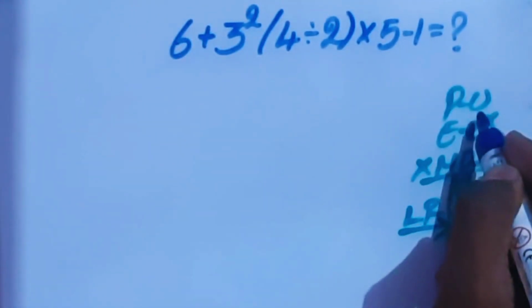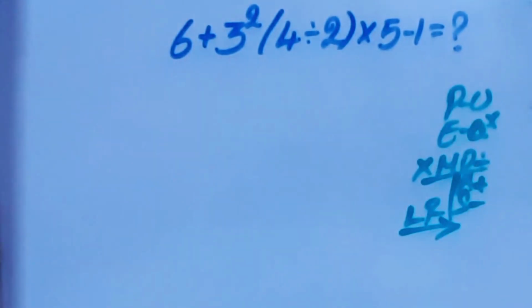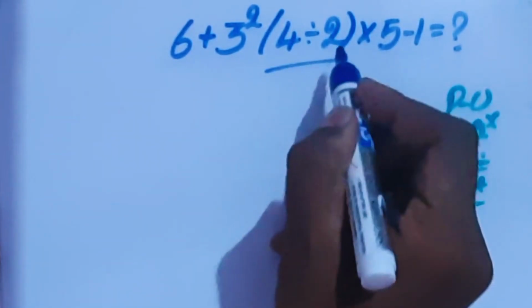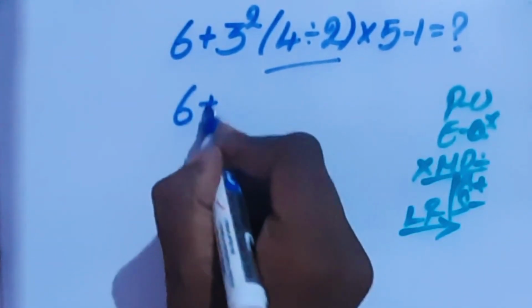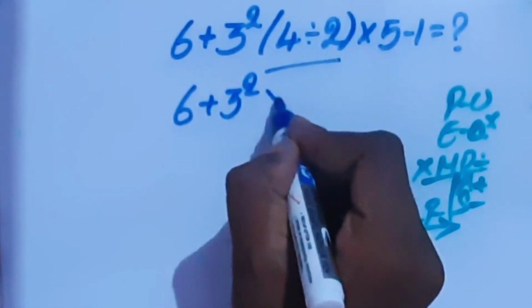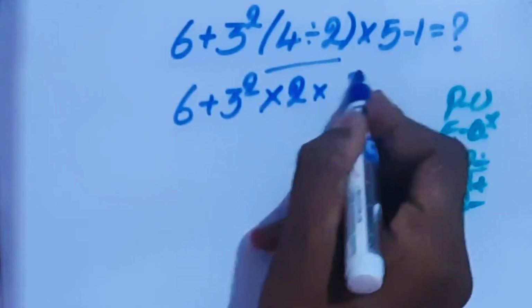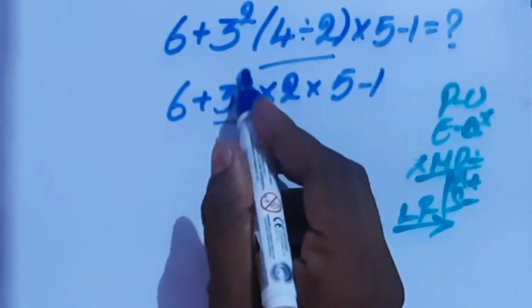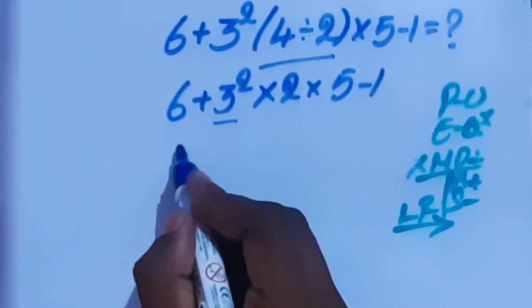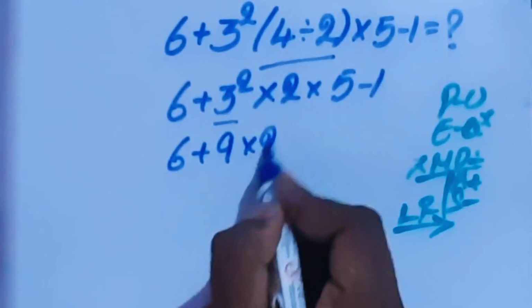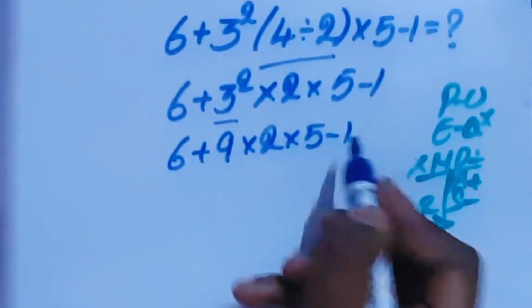As per the order of operations PEMDAS, the bracket is higher priority. So we have to do this bracket before any other operation. So 6 plus 3 power 2, and the bracket is 4 divided by 2 is 2, times 5 minus 1. Next priority is the exponent. Here we have the exponent 3 power 2. We have to do this 3 power 2 before any other operation. So 6 plus 3 power 2 is 9 times 2 times 5 minus 1.